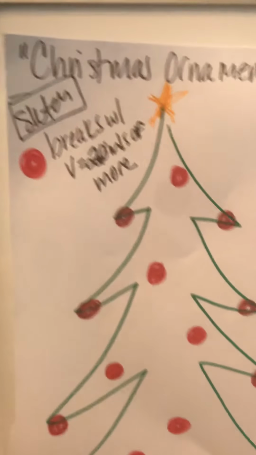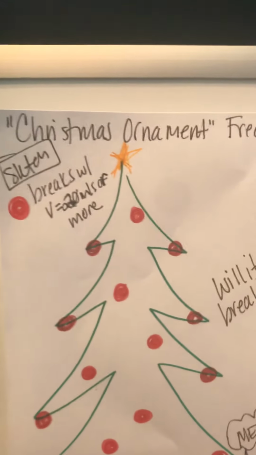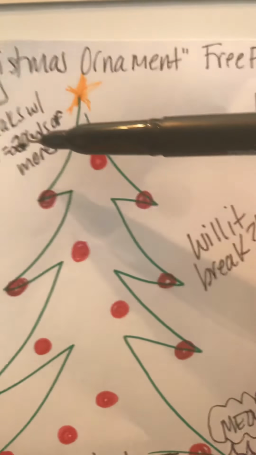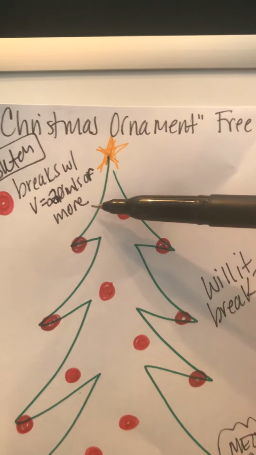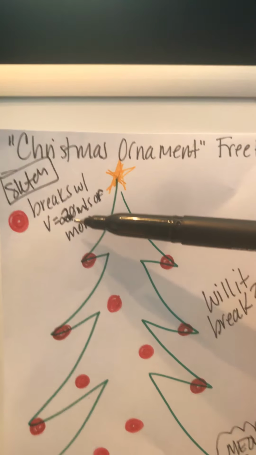Well, we're given some information to compare to. The Christmas ball will break if it hits the ground moving 2.0 meters per second or faster. That's a 2.0. I got a little sloppy there.